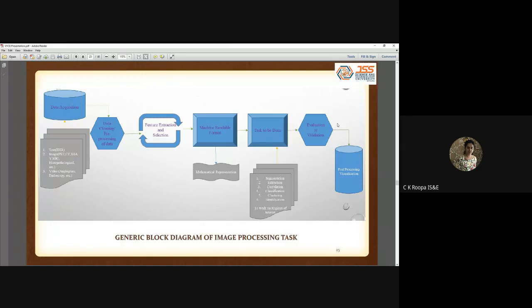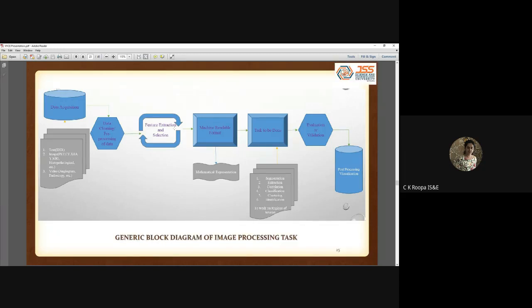The general block diagram of a basic image processing task is very well known to everyone. You try to acquire the data, then you are supposed to eliminate the unwanted information present in the data by making use of pre-processing. Once pre-processing is done, look for the better features that define that particular data. You are supposed to define what could be the best features suited to deal with that particular type of data. That concept is called feature extraction, and then you have feature selection.